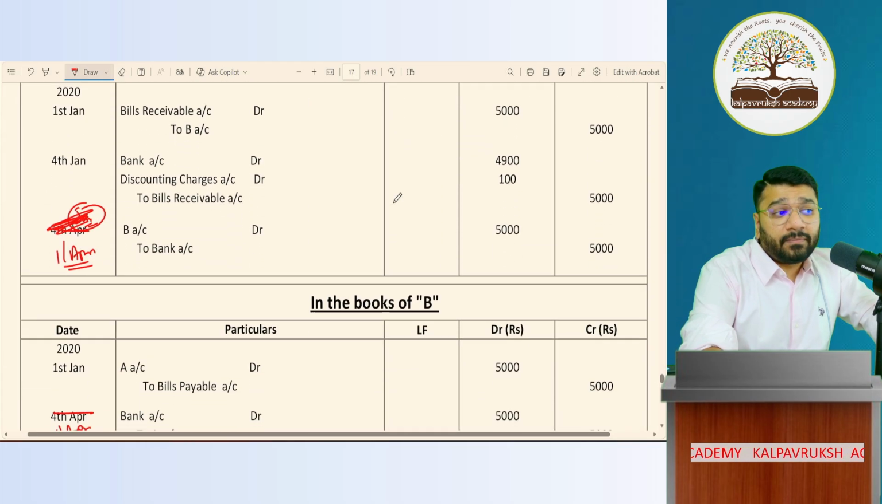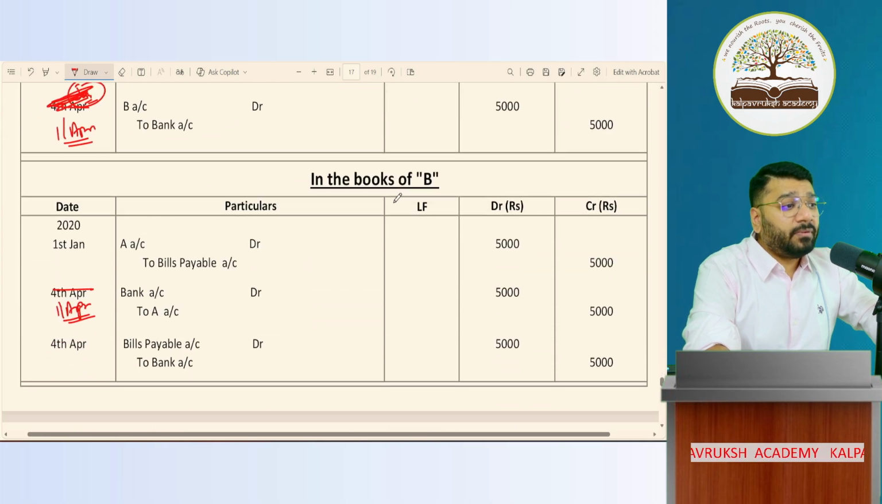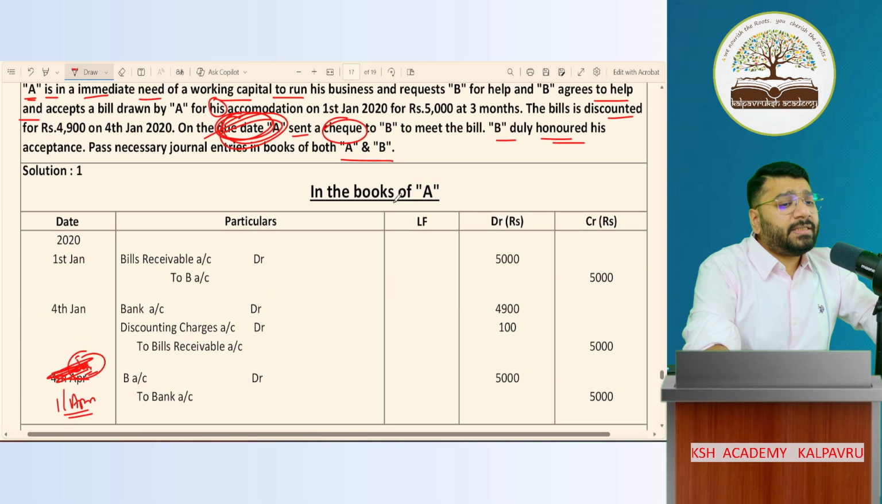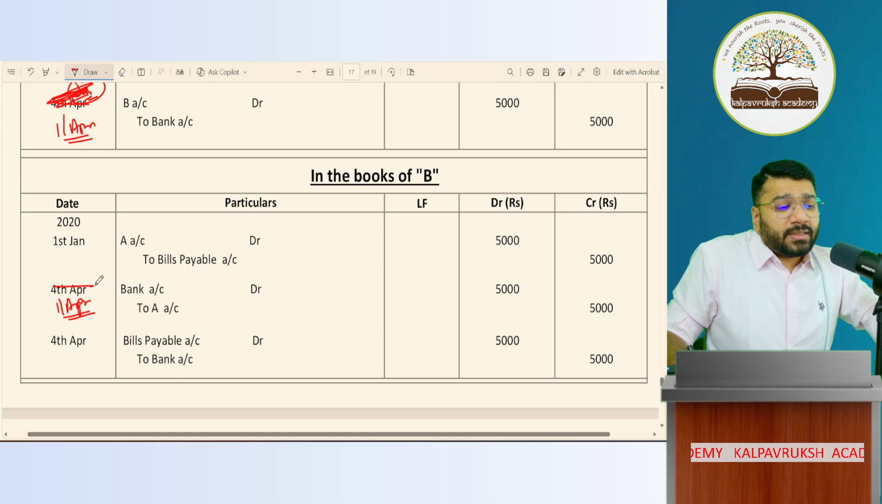Come again. In the books of A, you're telling, or B, yeah. A, how will the check come, he is giving it, you are asking about B. Okay.